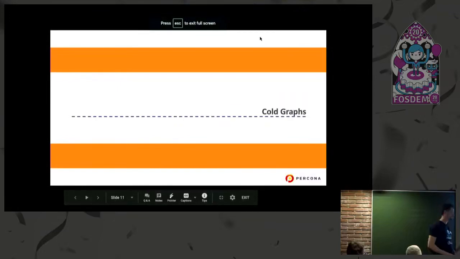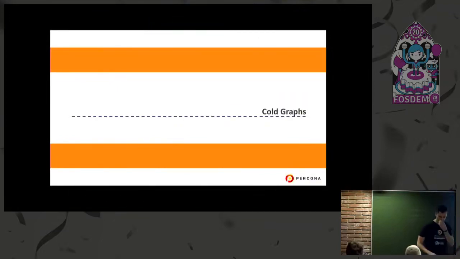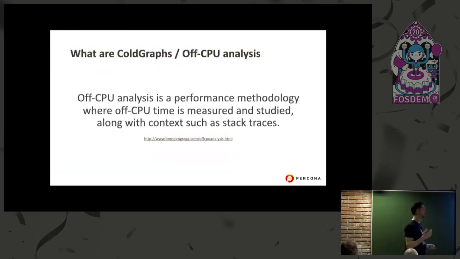So, moving on, I'm going to talk a bit about cold graphs. What are cold graphs? Basically it's what we call off-CPU analysis. If the previous flame graph was identifying what was running on the CPU, off-CPU analysis identifies what is making the thread wait to be executed. So we have both sides. And in the end, I'm going to talk about how we merge them.